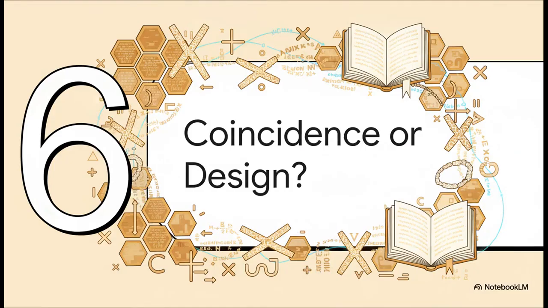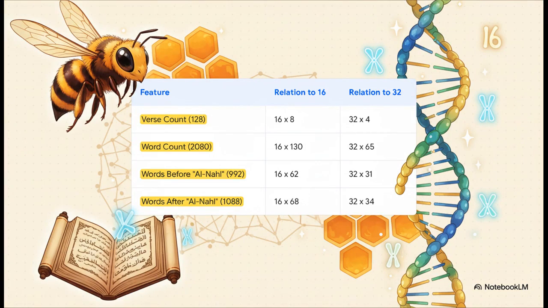So let's just pull all of this together. We've seen these patterns in the chapter, the verses, the words, and even their specific locations. But our source presents one final piece to this puzzle before posing the ultimate question. This summary table lays out everything we've just seen. But notice that new column, relation to 32. So why 32? Because the female bee has 16 pairs of chromosomes for a total of 32. And as the source points out, every single one of these counts, the verses, the words, their positions, is also a perfect multiple of 32, weaving the female bee's genetics into the very same pattern.